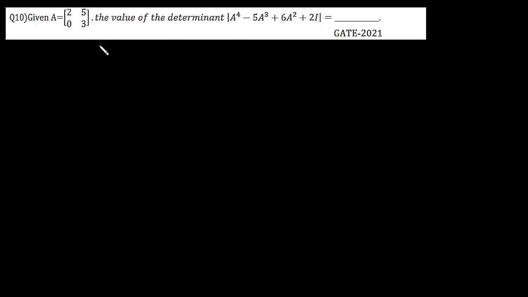Okay, now let's solve the last question for this video. Question 10 says, given a matrix, which is again a 2 cross 2 matrix, find the value of the determinant. So they are asking about the determinant of this matrix, which is formed with the help of this A in some polynomial form.